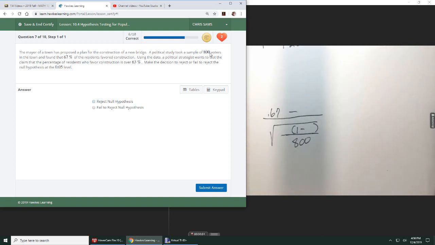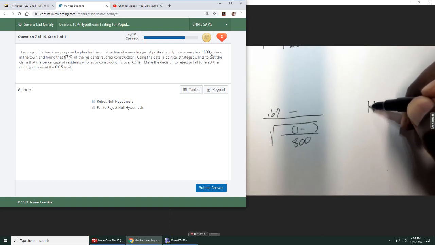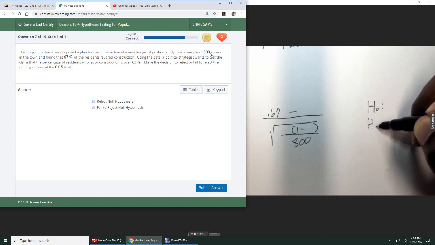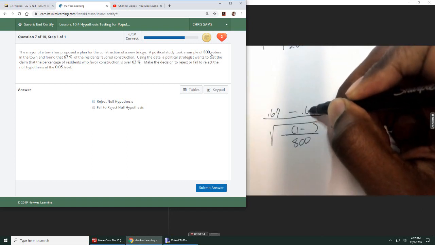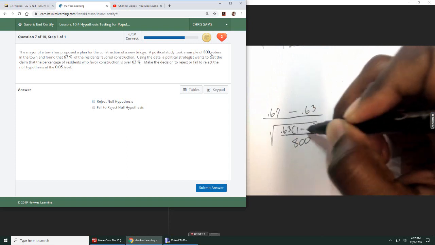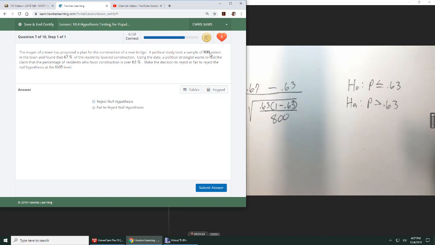Okay, continue reading. It says use the data. A political strategist wants to test the claim that the percentage of residents who favor construction is over 63, so we think it's more than. So this is going to help me set up my null and alternative. So p, we think it is more than 0.63, so my null is p less than or equal to 0.63. And so we plug in 0.63, 0.63, 0.63. This is a right-sided test, one tail.